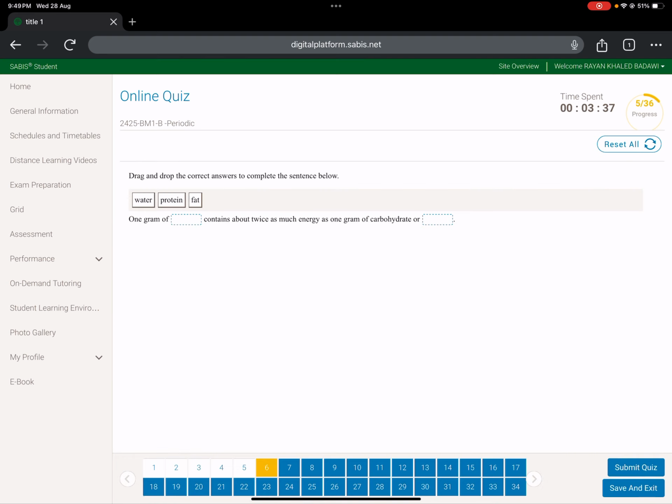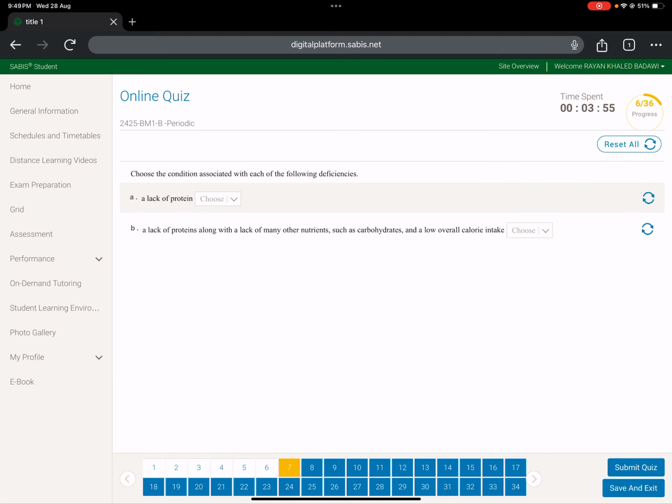So 1 gram of something contains about twice as much energy as 1 gram of carbohydrate or protein. Remember, we said 1 gram of fat contains about twice as much energy as 1 gram of carbohydrate or protein. This is very straightforward. You have to know that fats contain the most energy.